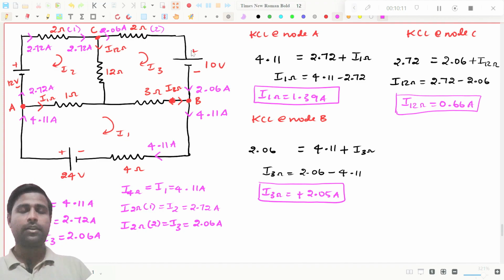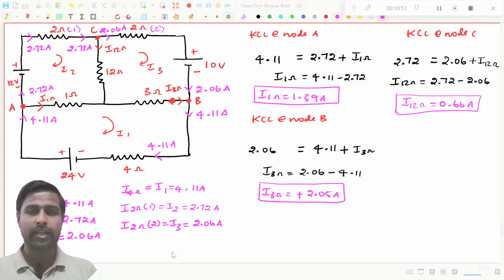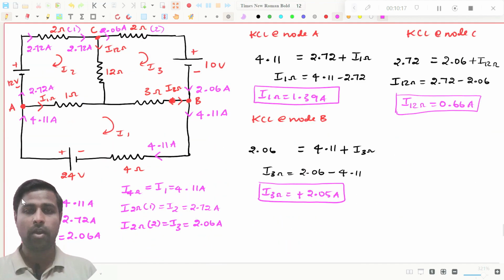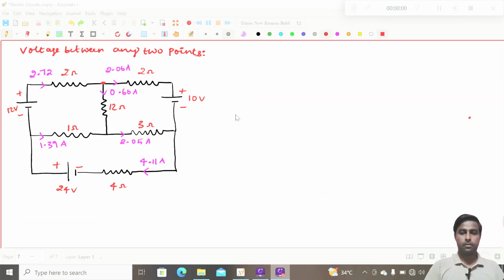Right? Now we have found all the resistor currents. This 4 ohms resistor carries 4.11, this 1 ohm resistor carries 1.39 amperes, this 2 ohms resistor 2.72, this 2 ohms resistor 2.06, this 12 ohms resistor 0.66, and this 3 ohms resistor carries 2.05 amperes, right? Now I will tell you one important thing and I will draw this diagram again.